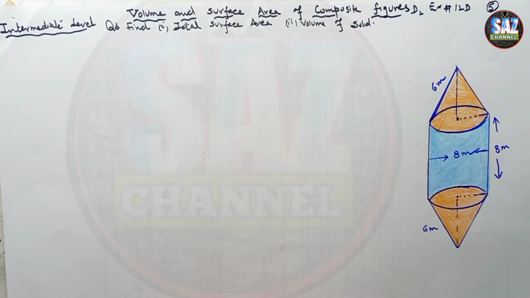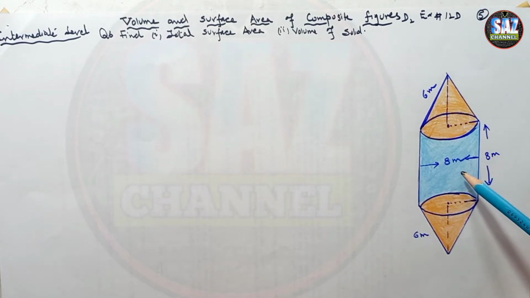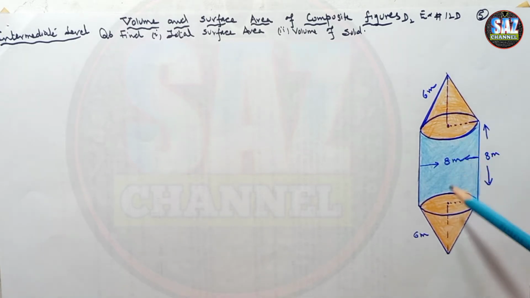In this lesson, we will solve question number 6. The figure which is given in the question is a composite figure. So it's important to understand what composite figures are. Composite figures are figures which consist of more than one shape. Like in this situation, the given diagram consists of a cylinder and two cones.